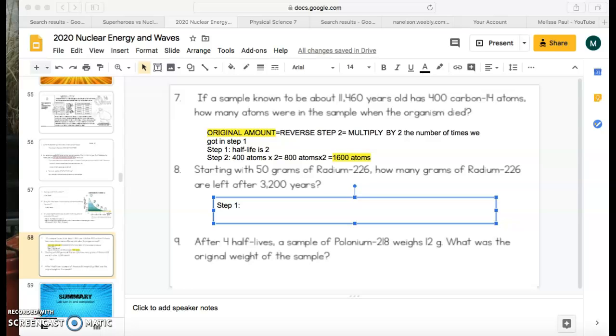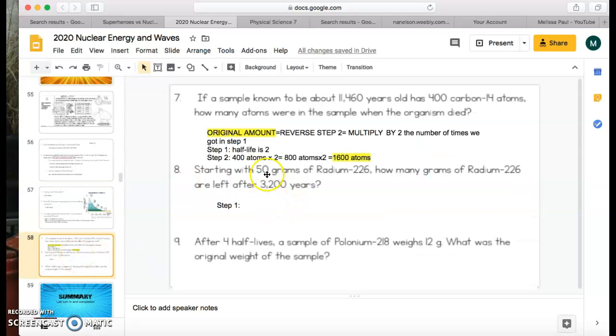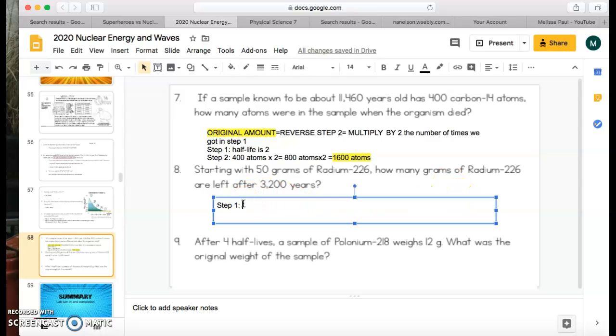So starting with 50 grams of radium-226, how many grams of radium-226 are left after 3,200 years? Well, first thing we got to do is just like we said over here. The steps do not change. Step 1 is to find the number of half-lives. So we need to know how many half-lives this substance has been through. Now we can do this a couple of ways. If we know the half-life is 1600 and we know 3,200 years have passed, we could do some simple division here. 3,200 divided by 1600 will give us 2. This tells us the number of half-lives.